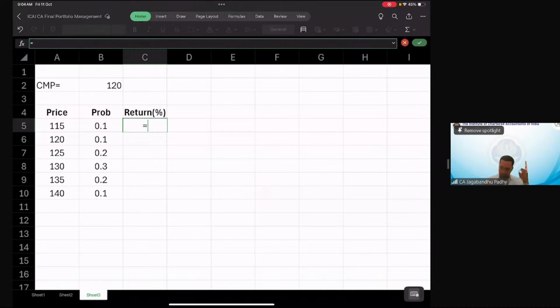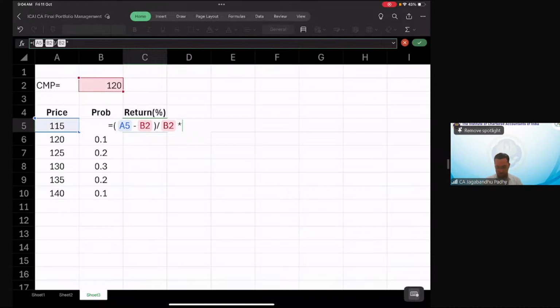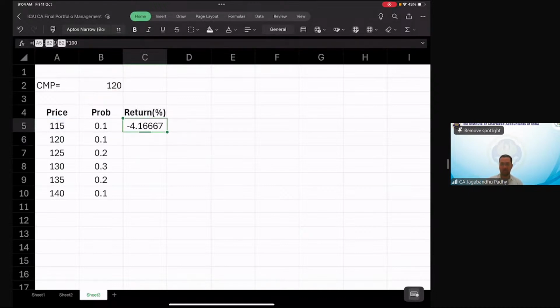So return can be computed simply by taking the difference between the price expected next year minus the price that we have right now, divided by the price that we have right now. And of course, you need to multiply this by 100.